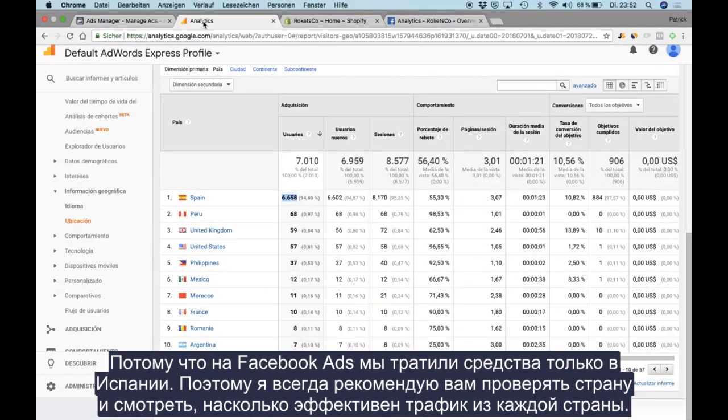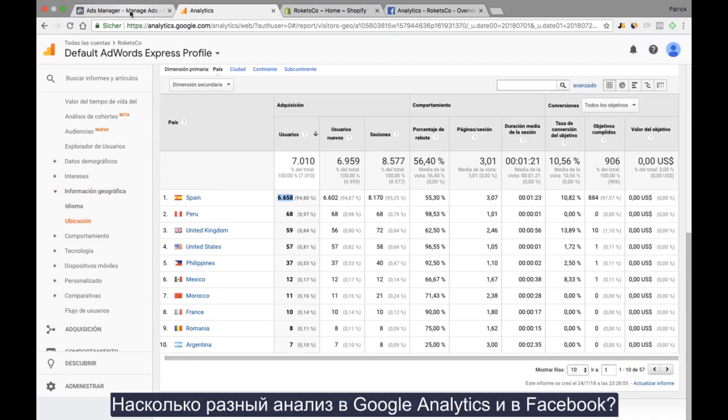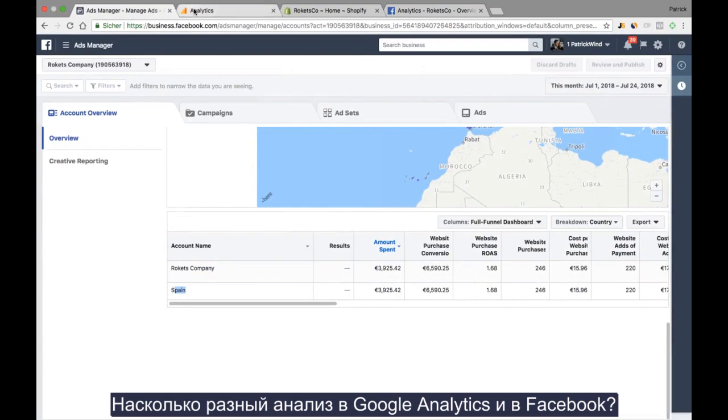So that's one of the analyses that I recommend: check the countries, and then you can also see how the different countries actually perform depending on the analysis from Google Analytics and from Facebook.